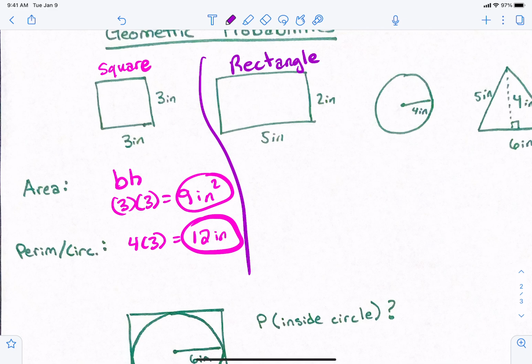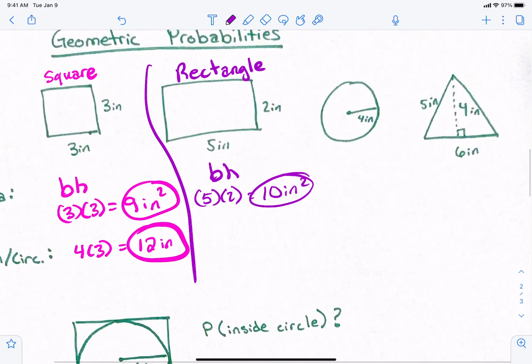Okay. Rectangle. How do you find the area of a rectangle? Same thing. Base times height. So this guy's area is 10 inches squared. All right. Rectangle. Perimeter of a rectangle. Add it up. How do you add those up? 2 plus 2 plus 5.